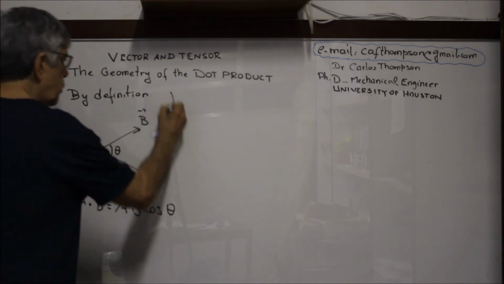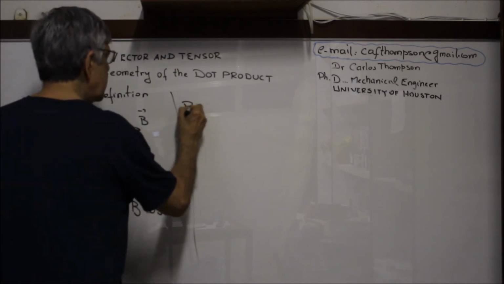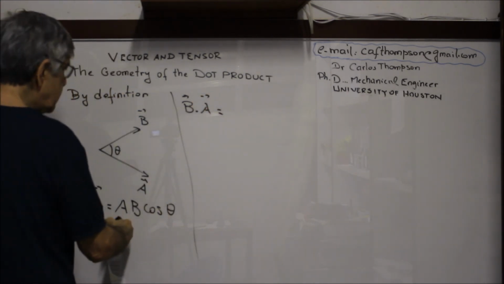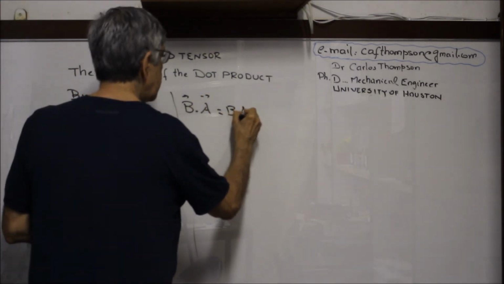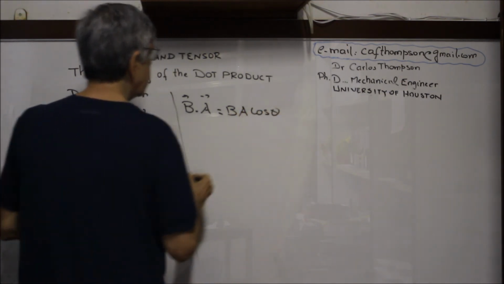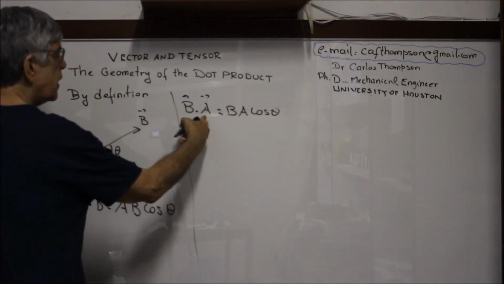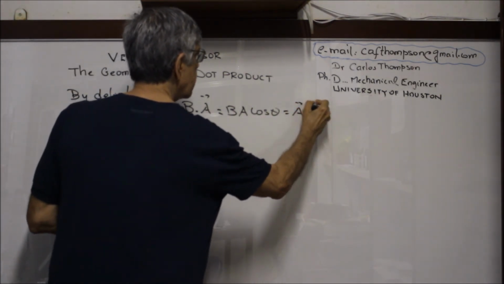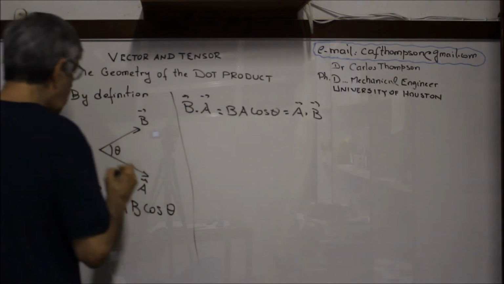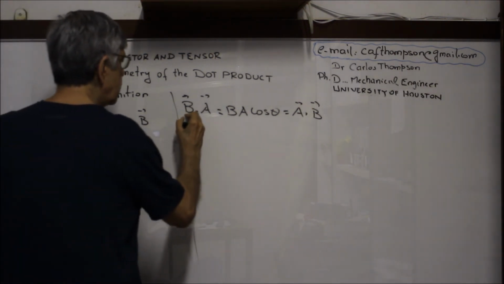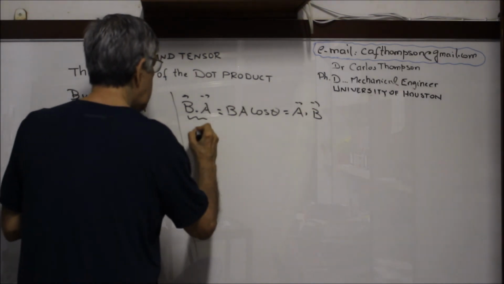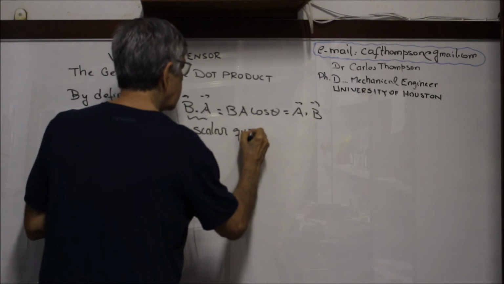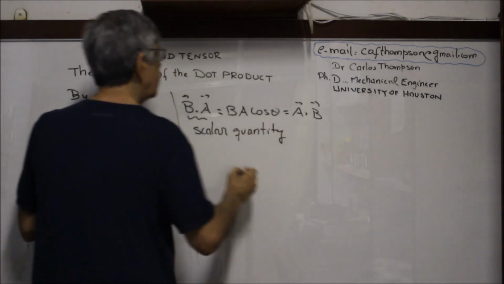Now, we see here that B dot A, from this definition, is B A cosine of theta. So, B dot A is equal to A dot B. This is a scalar quantity. That's very important. These are scalar quantities. Okay, that's the definition.